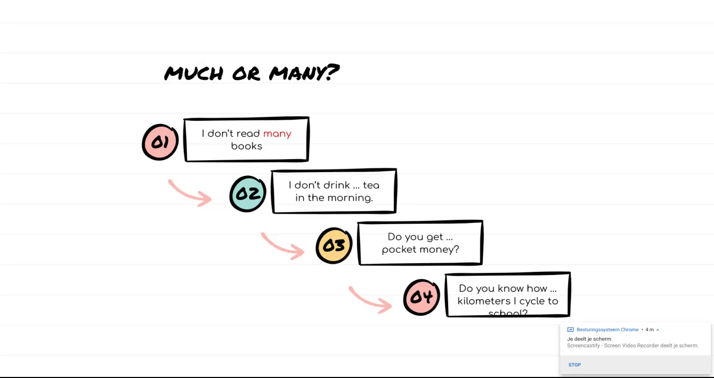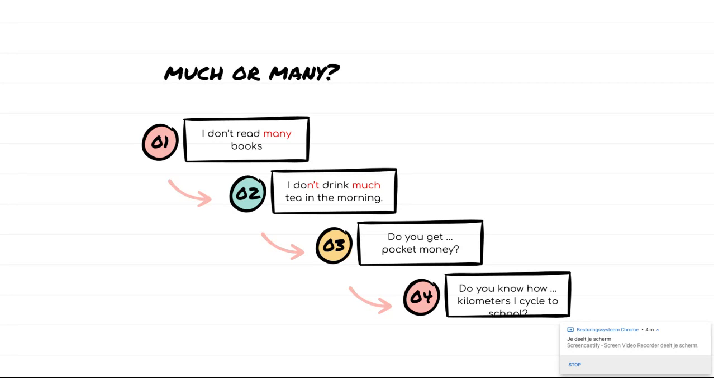Very good. I don't read many books. It's a negative sentence. You see, don't. Therefore, you use many because books you can count. Well done. Isabel, the next one. Perfect. I don't drink much tea in the morning. It's a negative sentence. You see, don't. So you use much because negative sentence, many or much, and you use much.